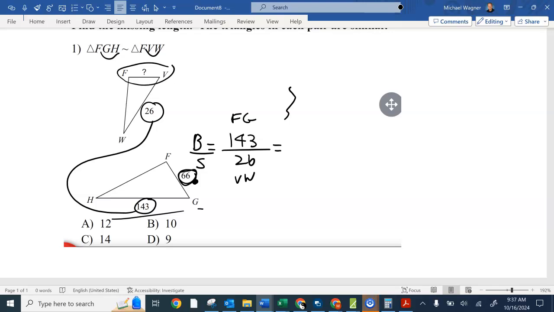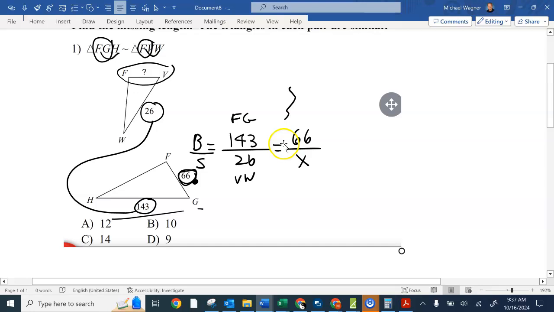So FV goes with what? FV is the first two letters, right? So now we need to match that up with the first two letters on the triangle below. First two letters, good, FG. So that means the big is on the top, 66, divided by the question mark. I'm going to put X. It just seems more standard. So now that we've got that, now we can solve for that X.